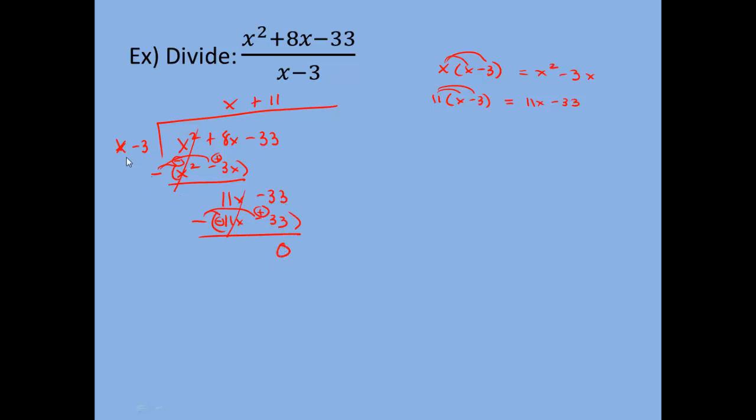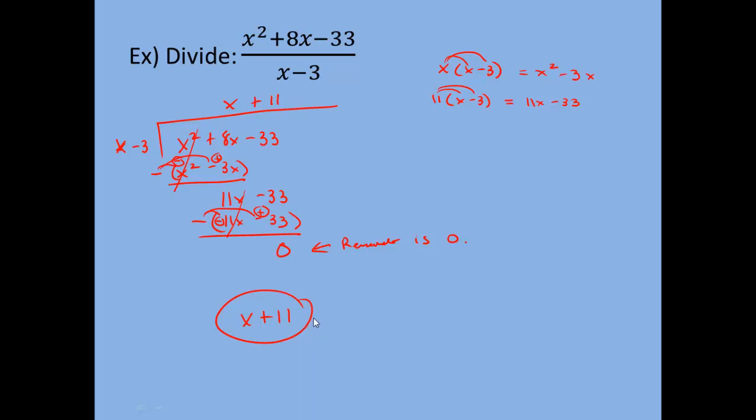And now I'm done. I have an x here. I don't have any more variables here, right? So I can't put x into 0. So this divided evenly, right? This is our remainder, but in this case the remainder is 0. Alright, so if the remainder is 0, then our answer here is just x plus 11, what we found up top here.